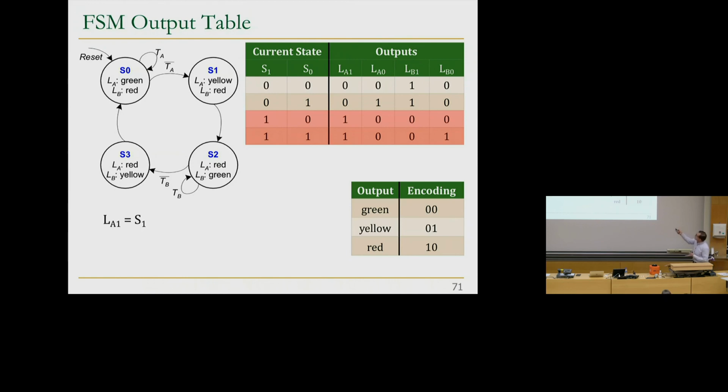And now you can actually derive equations for all of them, right? Let's take a look at light A, highest bit. It's the same as S1, as you can see over here. You can do Karnaugh maps also. Light A0 is S1 bar, S0, that's 1 only over there. Light B1 is 1 over here, which is S1 bar basically. And light B0 is 1 over there, which is essentially S1, S0. So that's your output logic. This is a combinational logic that takes as input your current state and outputs what your lights should look like in 4 bits over here. But this may not be the best output encoding. We just encode it somehow.